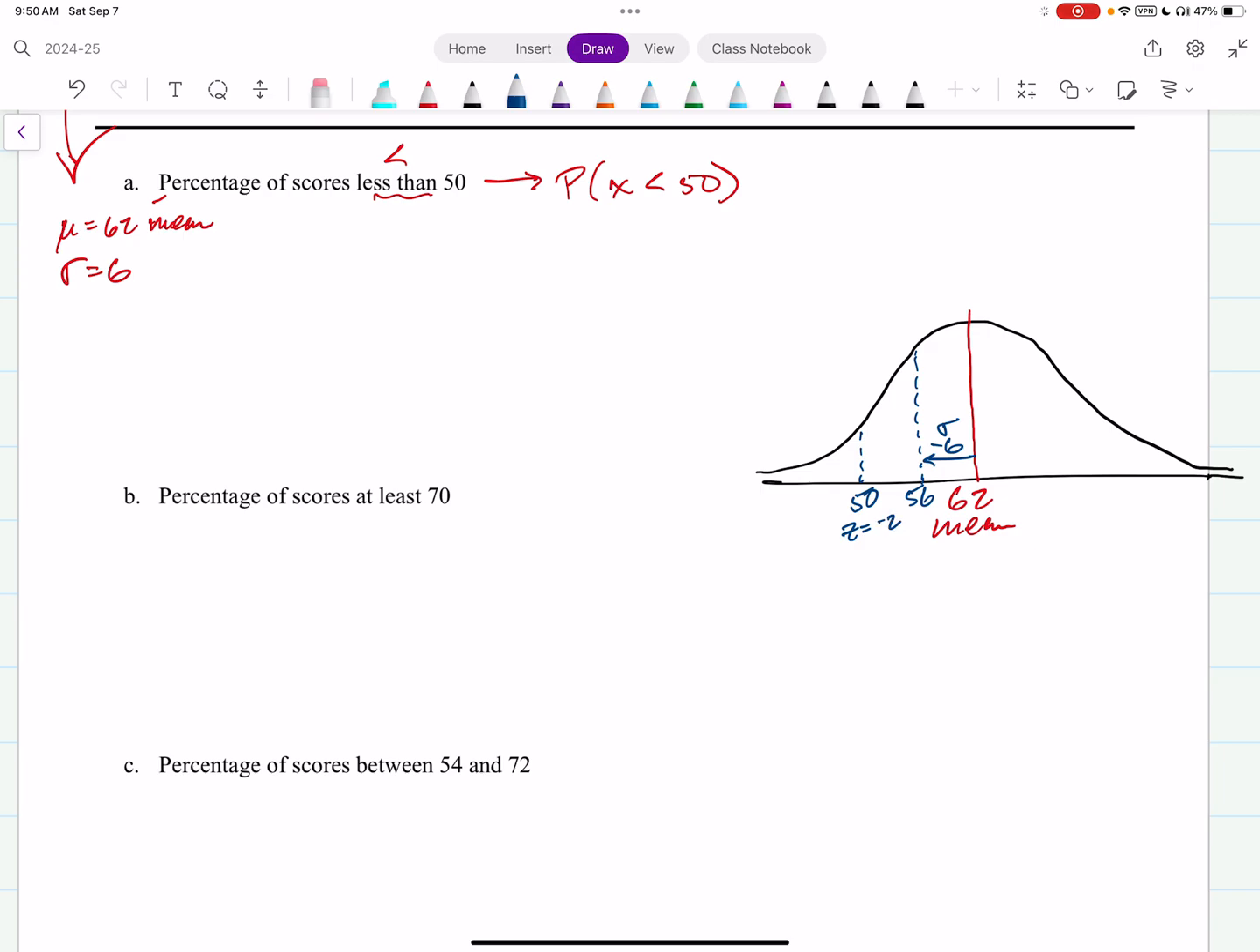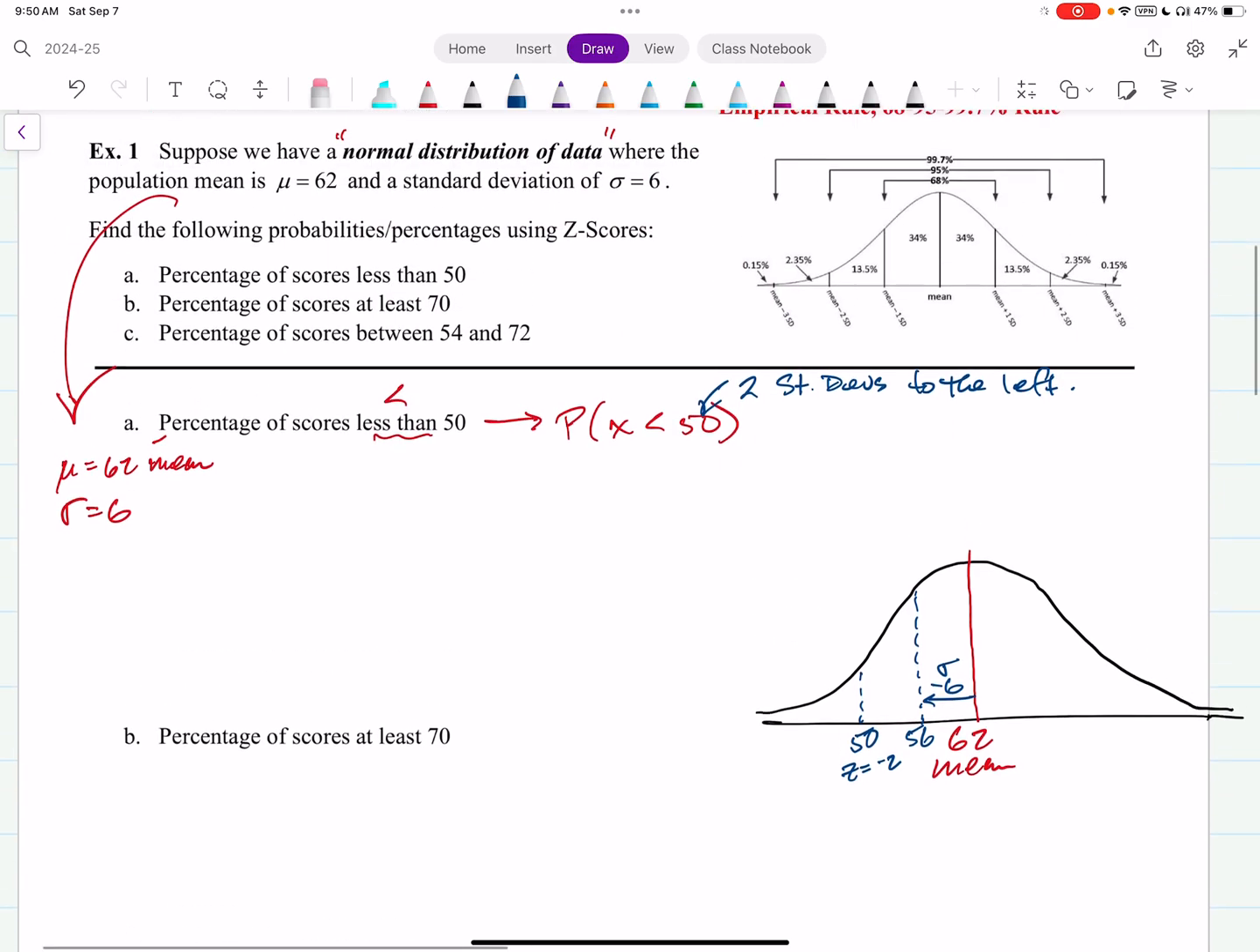So our z-score should be -2 when we calculate it. That's what I'm expecting. All right, 50 is 2 standard deviations to the left. I'm going to write that down. So 50 is 2 standard deviations, right, to the left. See, I'm using the skills from the previous lesson.